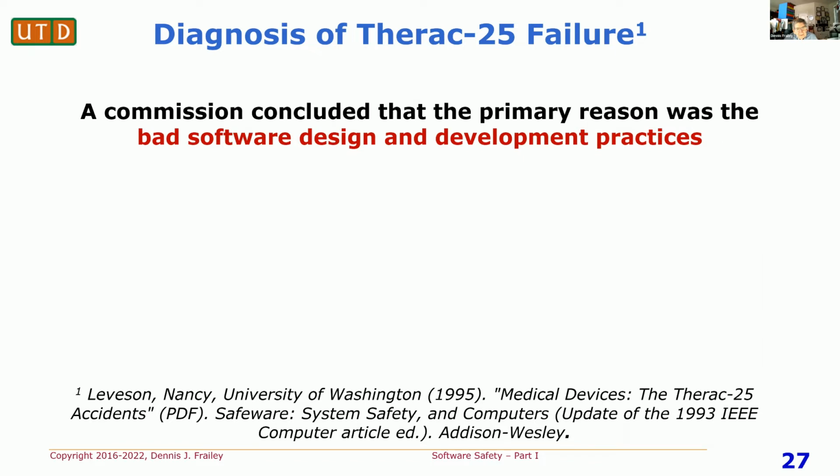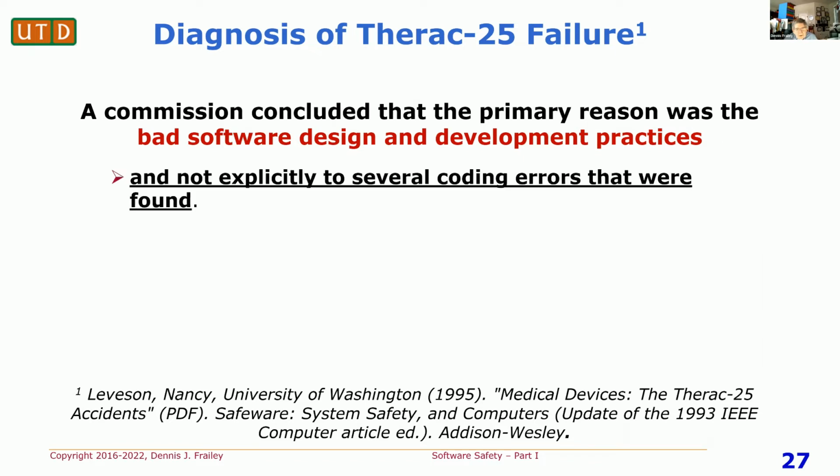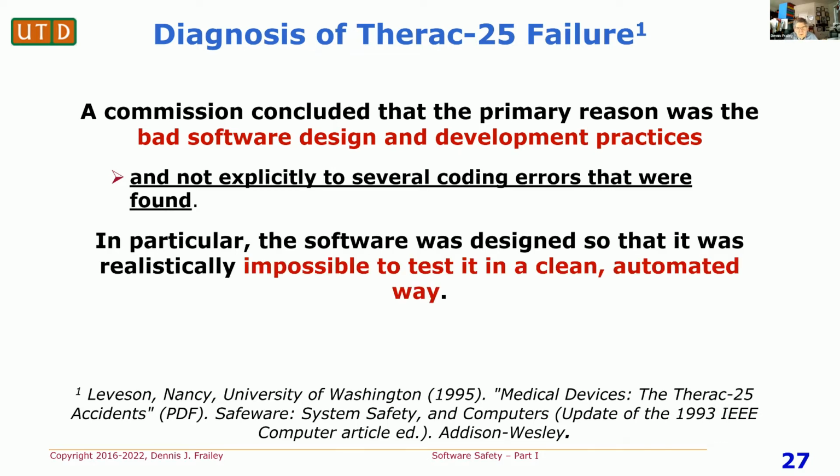Anyway, they concluded that there were software design and development problems. Notice that it was not just the design, it was also the development practices. It was not due to coding errors. It was designing the software so that it was impossible to test it in a clean and automated way. So it wasn't that they made a mistake in their programming, it was a mistake in the design that made it impossible to test it properly. Now, you don't necessarily think about that when you're writing your software, but that was what they found.